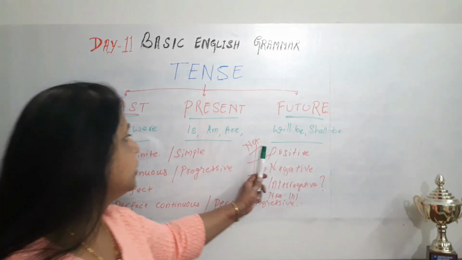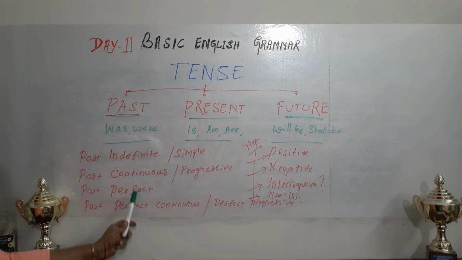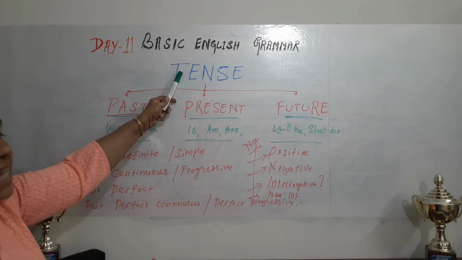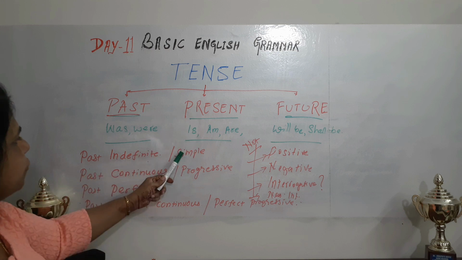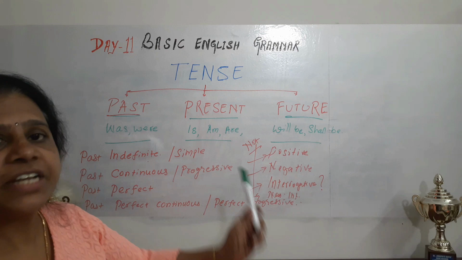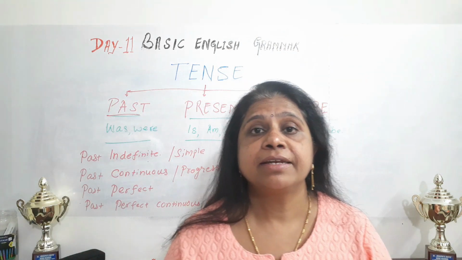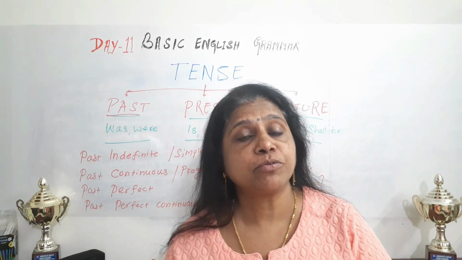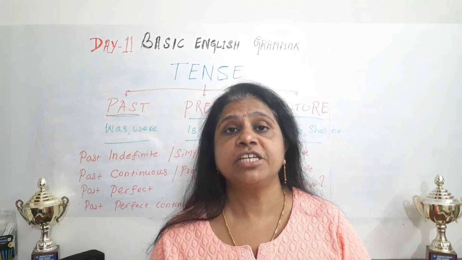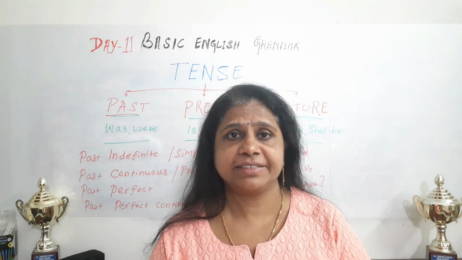Alright? So these are the 4 types of sentences we can form in each of the 4 types of tense in past, present and future. In each tense we can make 4 types of sentences. So dear friends, we have seen about tense and the types of tense.